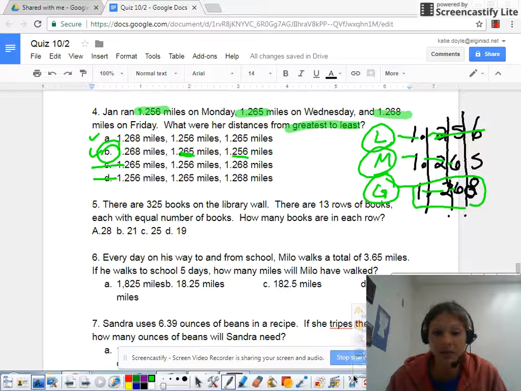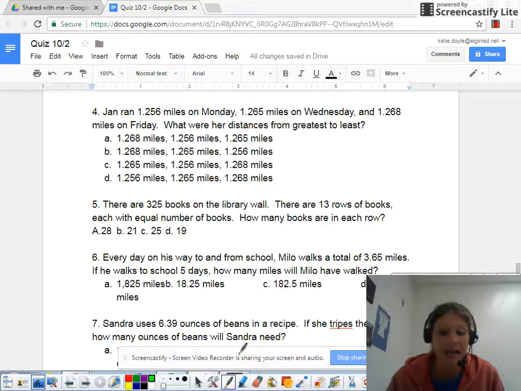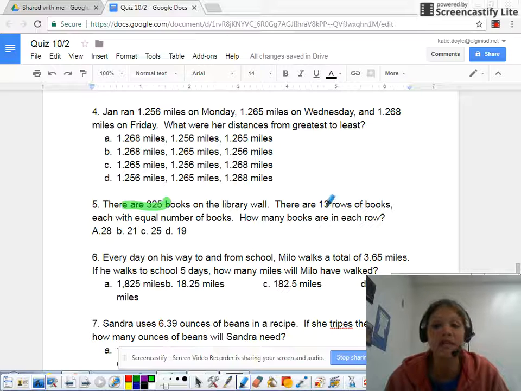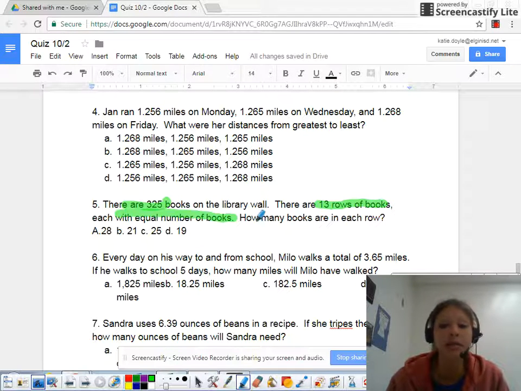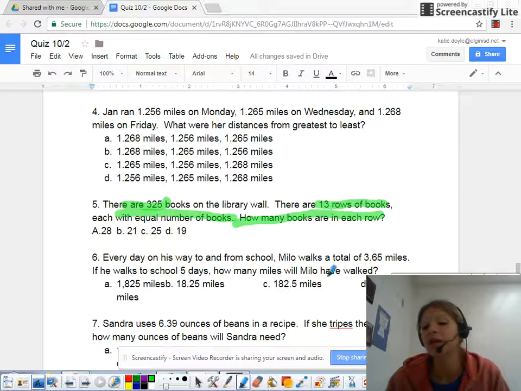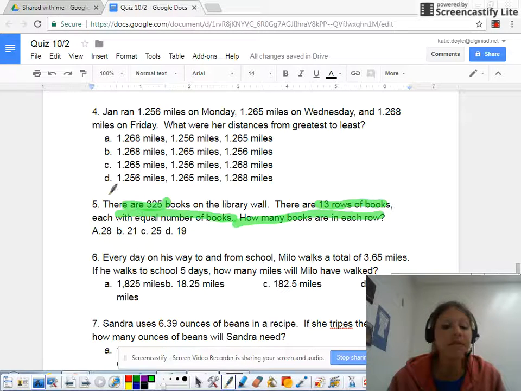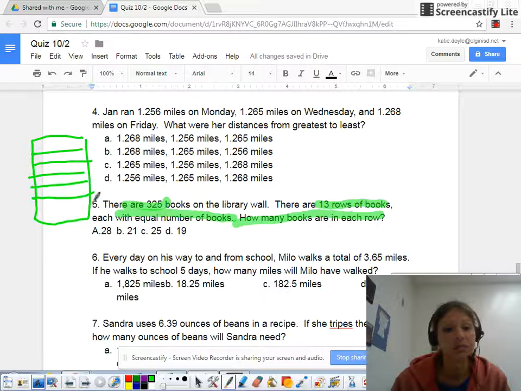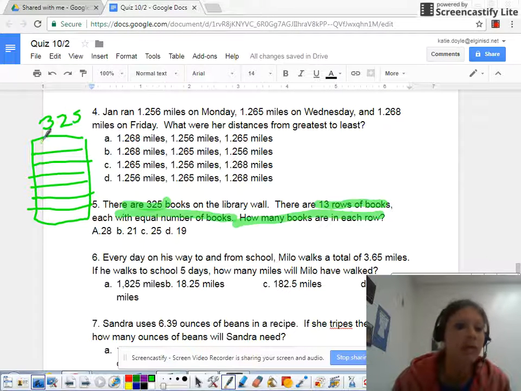Let's take a look now at number 5. This will be the last one we do on this video. There are 325 books on the wall. There are 13 rows of books, each with an equal number of books. How many books are there in each row? If you get confused, always draw a picture. So we know that on a library wall, there's 13 rows, and we have a total of 325. We want to know how many books are on each row.